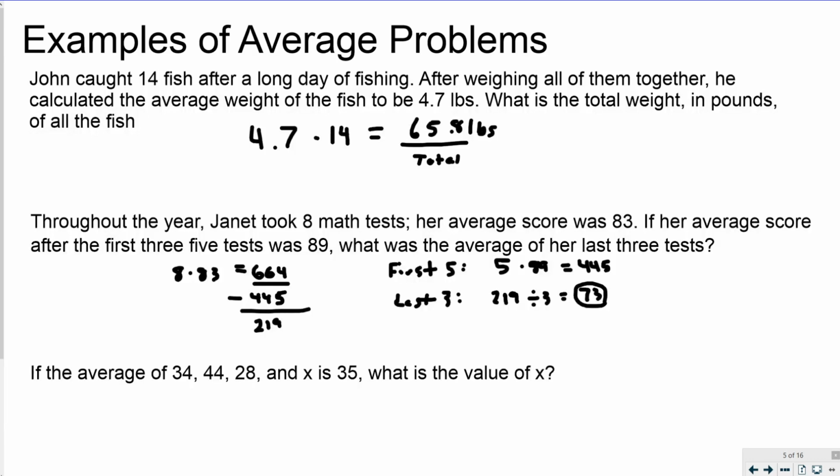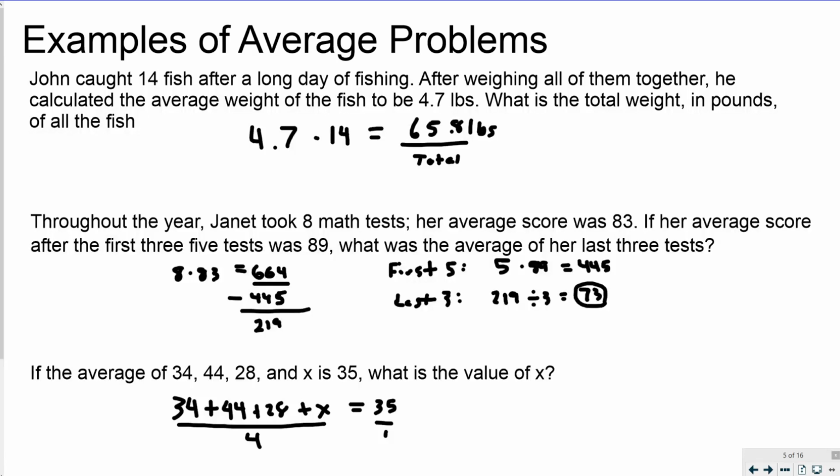And then finally, another common average problem: if the average of 34, 44, 28, and x is 35, what is the value of x? What you're going to do is go 34 plus 44 plus 28 plus x equals 35 on this side, remembering that I still have to divide all of these by 4.